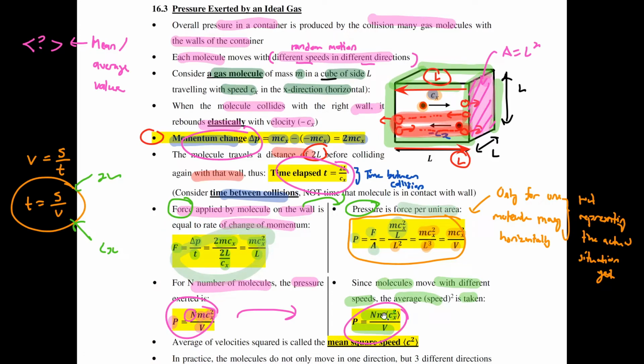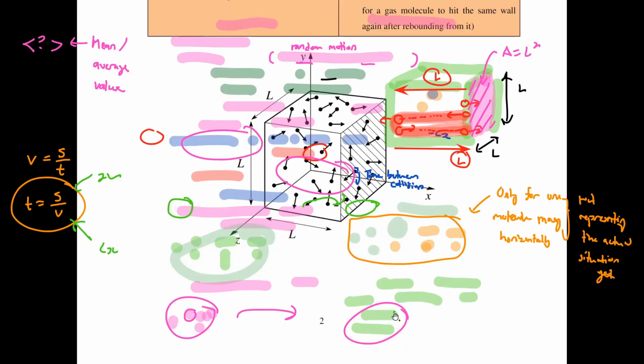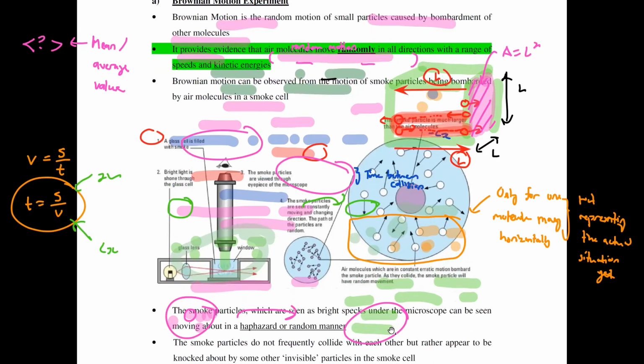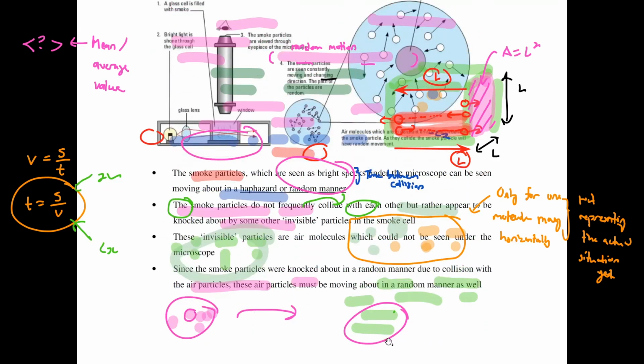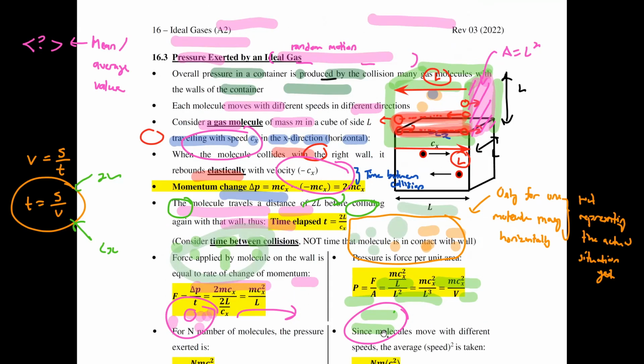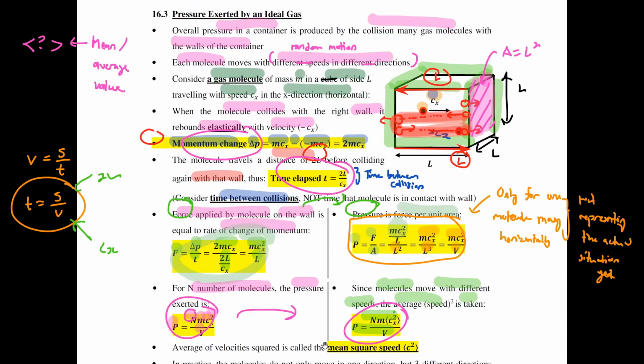Now, when you have the cx square in sharp bracket, that one is actually called a specific term. It's actually called mean square speed. It's called mean square speed. Average of velocity square is called mean square speed.